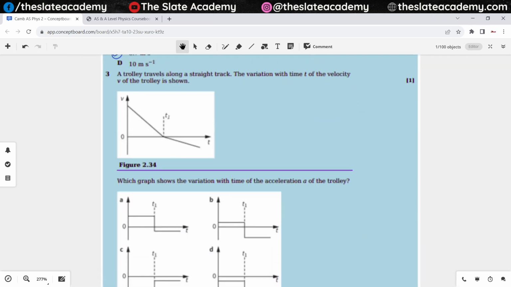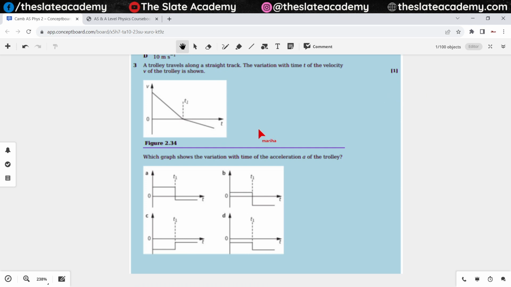Okay, this is interesting. We have a trolley which travels along a straight track. The variation of the velocity v over time t is shown. First thing we have to realize is that in this portion from point A to point B, the trolley is decelerating, so acceleration is negative. The other thing is that this is a velocity-time graph and it's a straight line, so acceleration is constant. The value of acceleration is not changing.